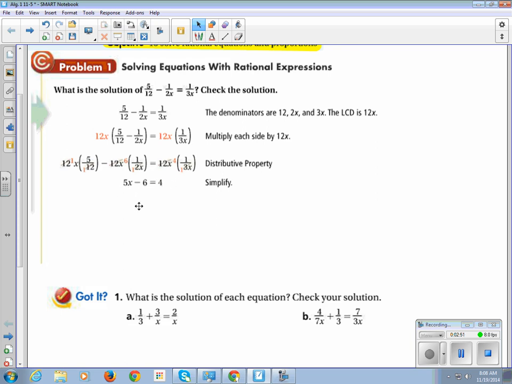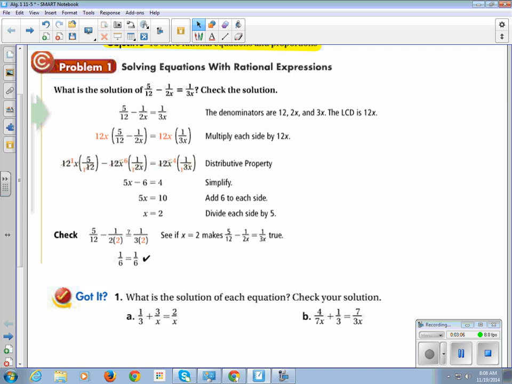Ultimately, once we find the least common denominator, which seems to be the most difficult portion of this, we just have to solve 5x minus 6 equals 4. So 5x equals 10, because we add 6 to both sides. Then we divide by 5 and get x equals 2. Because we're kind of new at this whole common denominator thing, we want to check our answer, so we plug in 2 just to double check, and we get 1/6 equals 1/6.